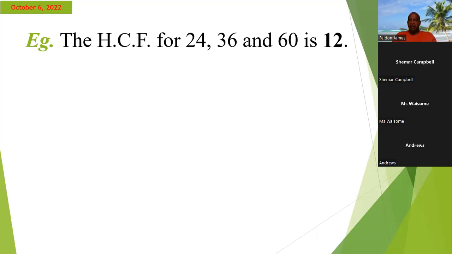Now, is 12 the only factor that can go into these numbers? No, sir. Give me an example of some other factors that would go into 24, 36, and 60. You have 2, 3, 4, 6, and the list goes on, sir. 8. Okay, 8 can go in. Some 9? No. So it would have been 2.